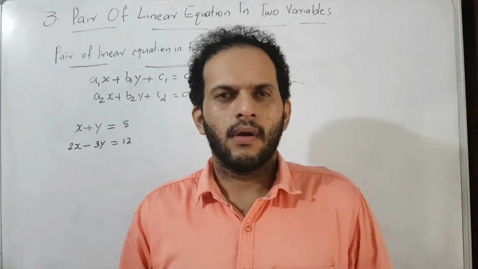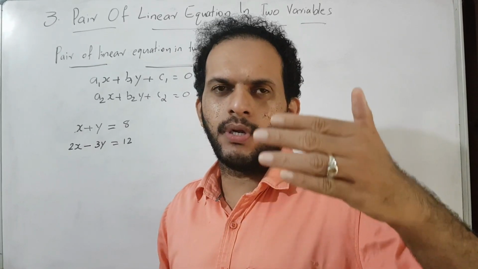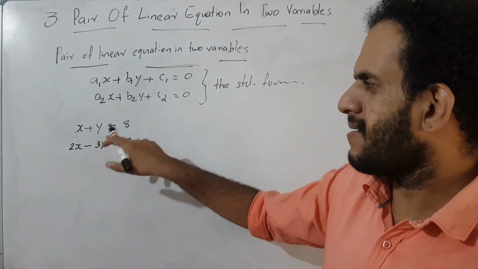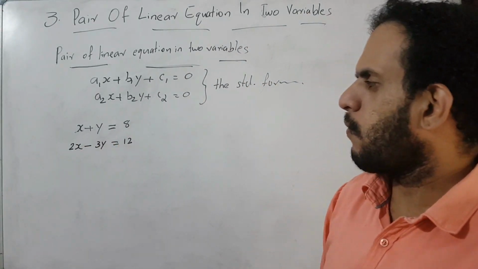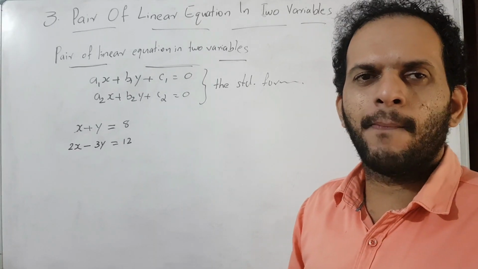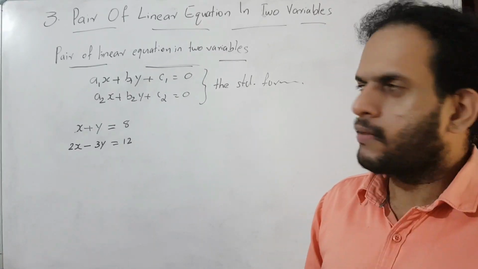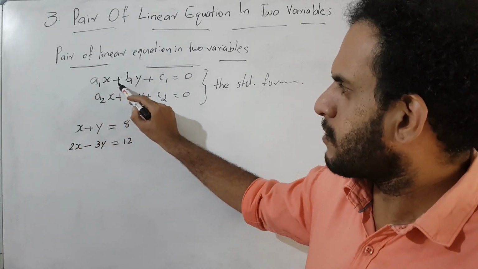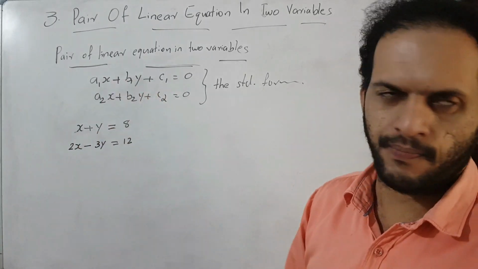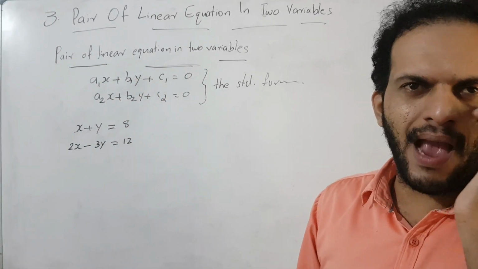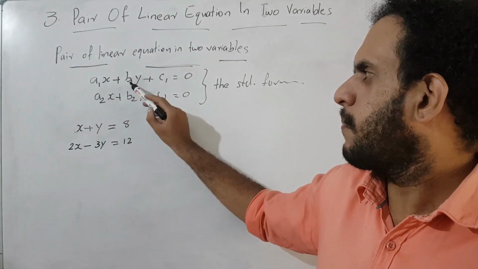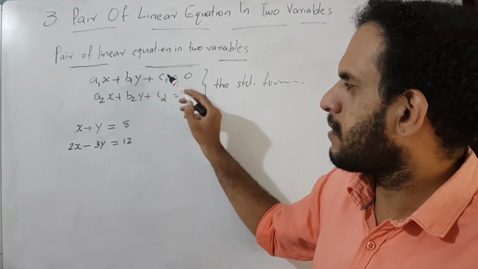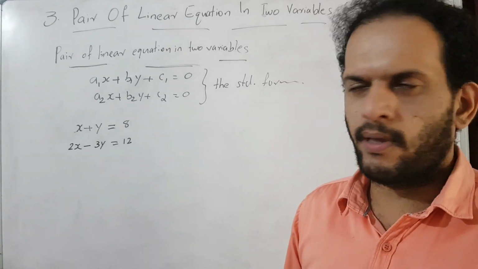As in the linear equation in one variable, here we need to represent x plus y is equal to 8 and 2x minus 3y is equal to 12. These two are a pair of linear equations, correct? Then what is the value of a1 here? The value of a1 means the coefficient of x in the first equation. b1 is the coefficient of y in the first equation. c1 is the constant in the first equation, correct?